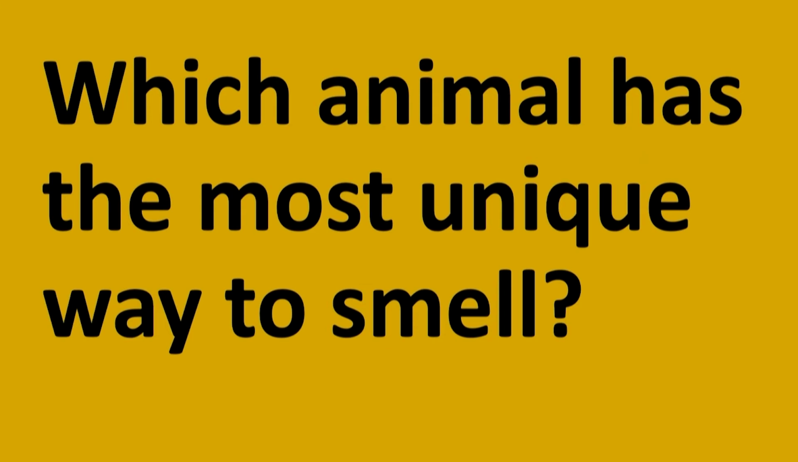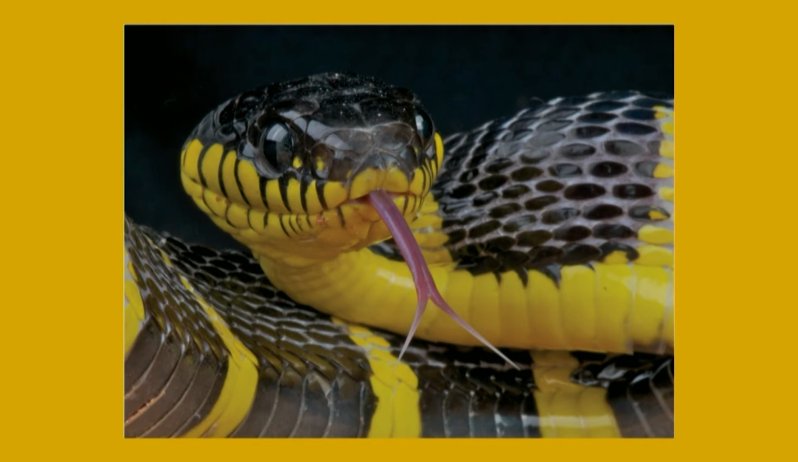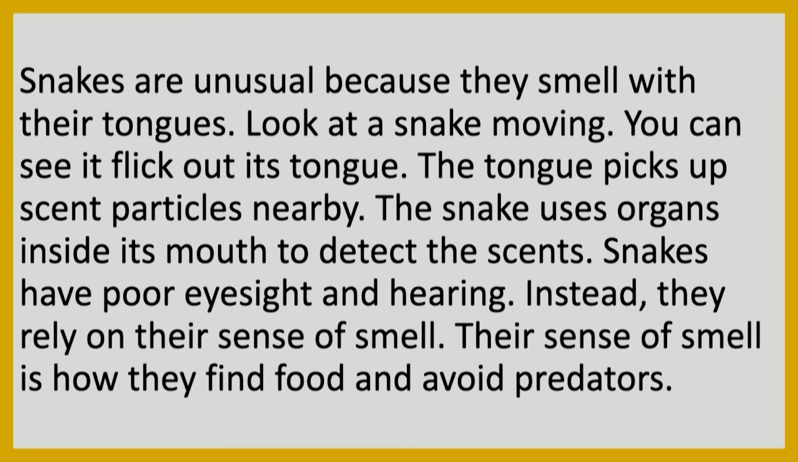It's the snake. Where most animals use their nose, what do you think he might use? Yes, his tongue that we see sticking out in the picture. Snakes are unusual because they smell with their tongues. Look at a snake moving. You can see it flick out its tongue. The tongue picks up scent particles nearby. The snake uses organs inside its mouth to detect the scents.